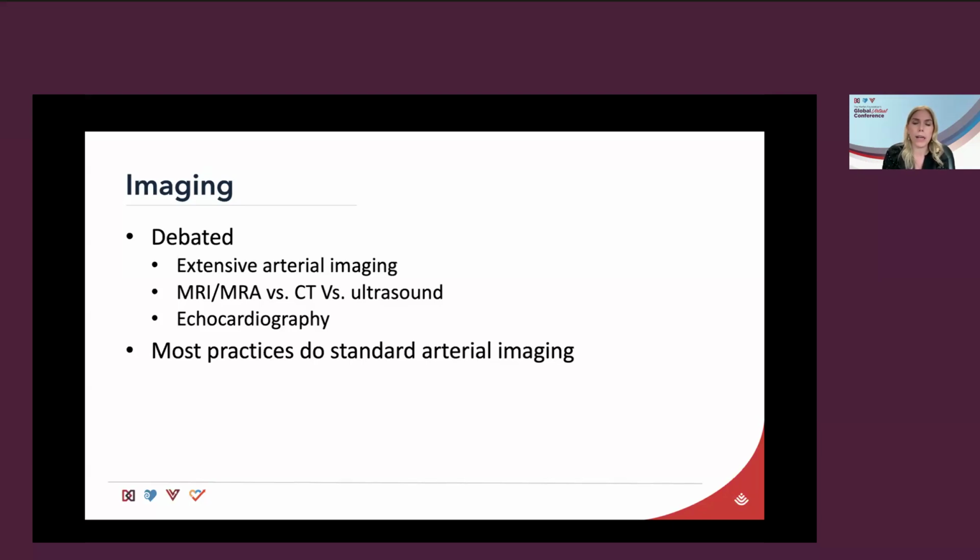And I do think most practices now recommend standard arterial imaging, in the beginning every 6 to 12 months, but then depending on how severe and how many events you've had, might space that out. And certainly in children, it's much more spaced out.